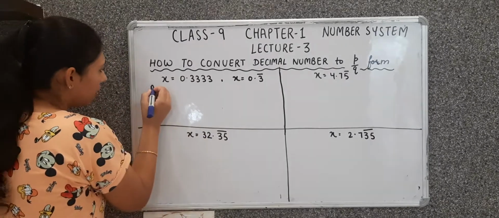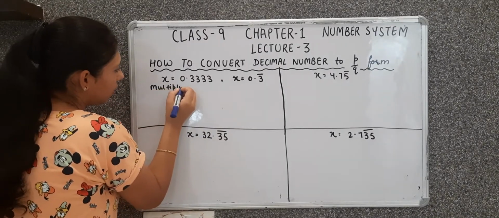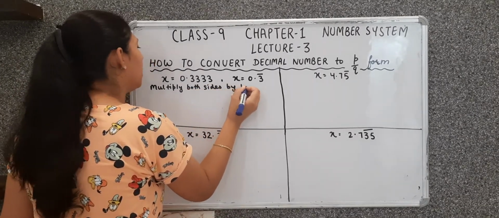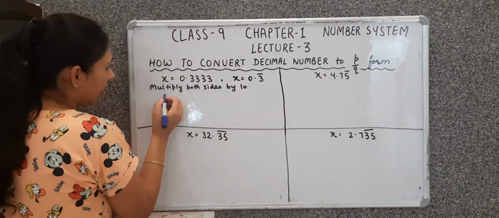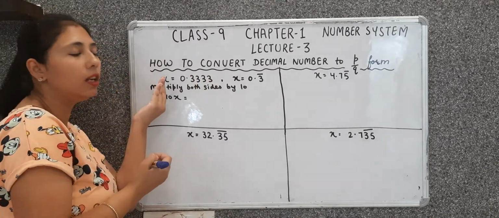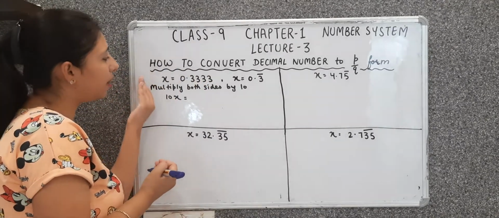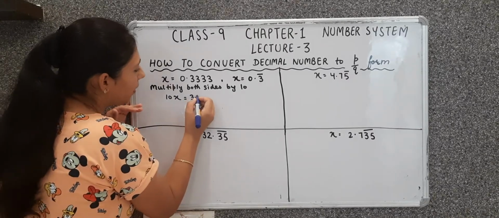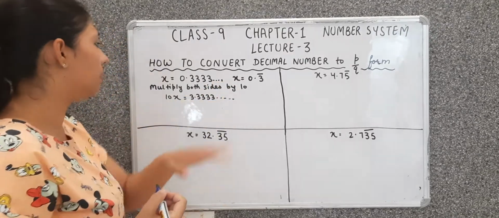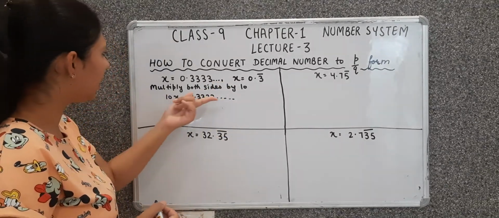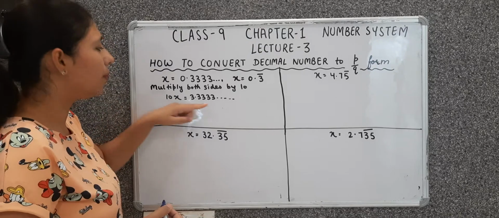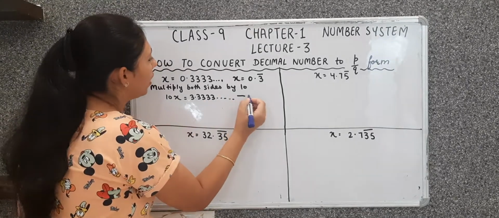Multiplying both sides by 10, what will I get? This side I get 10x, and on the other side, when I multiply with 10, one 3 will shift to the left side of the decimal. It will become 3.3333 and so on. So I just multiplied both sides by 10, and I got 10x equals 3.333. This is my one equation.